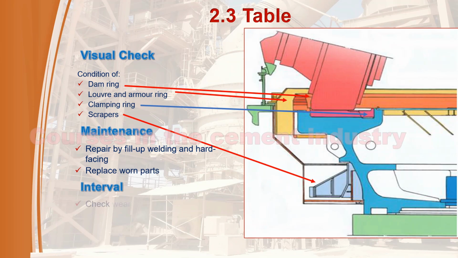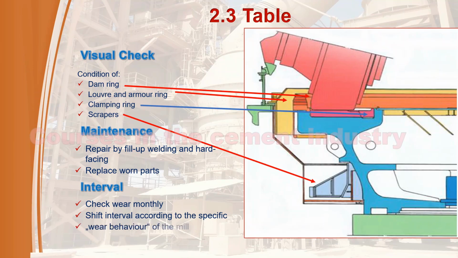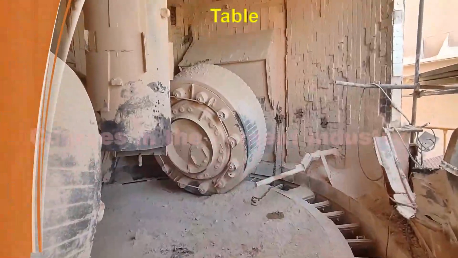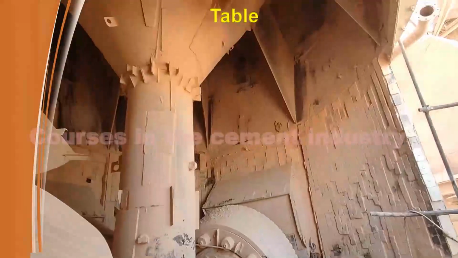Interval: 1. Check wear monthly. 2. Shift interval, according to the specific wear behavior of the mill. This video shows the components of the mill from the inside, including the table.